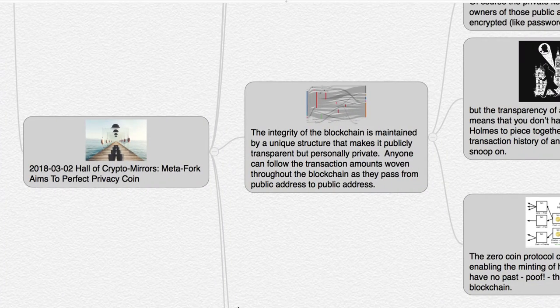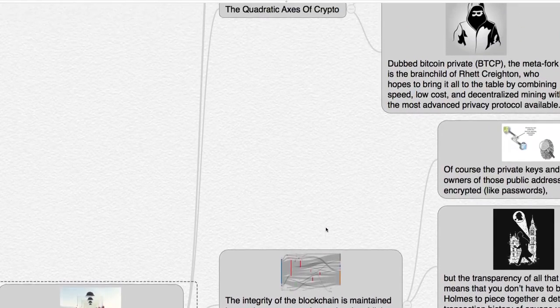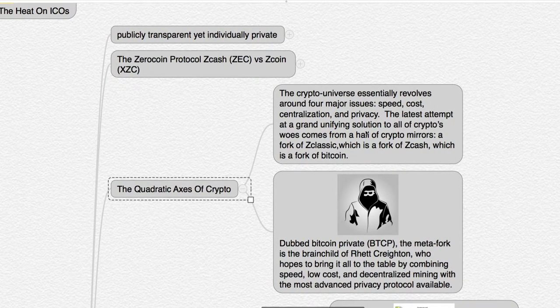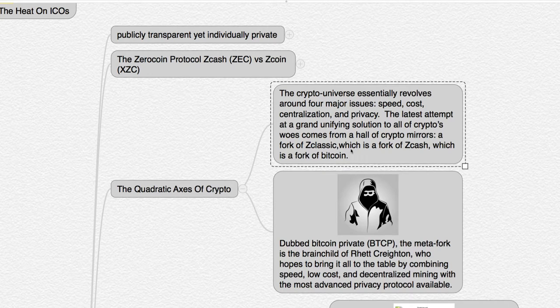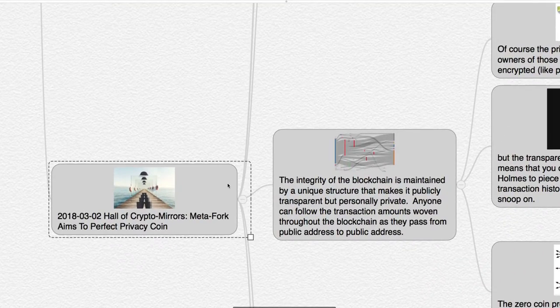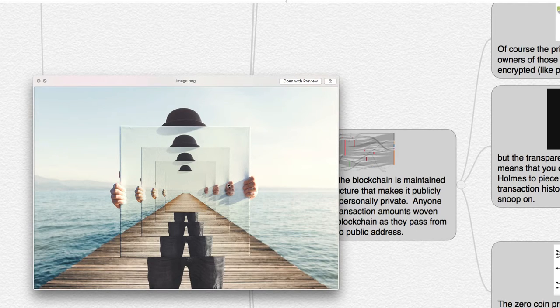Well, first of all, what is the ideal coin? This is what I call the quadratic axis of crypto. The crypto universe essentially revolves around four major issues: speed, cost, centralization, and privacy. And the latest attempt at a grand unifying solution to all of crypto's woes comes from a hall of crypto mirrors. That's right, a fork of a fork of a fork.